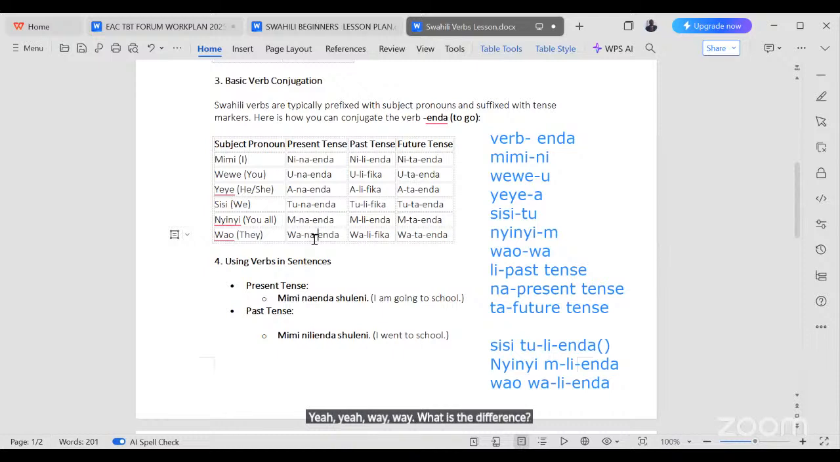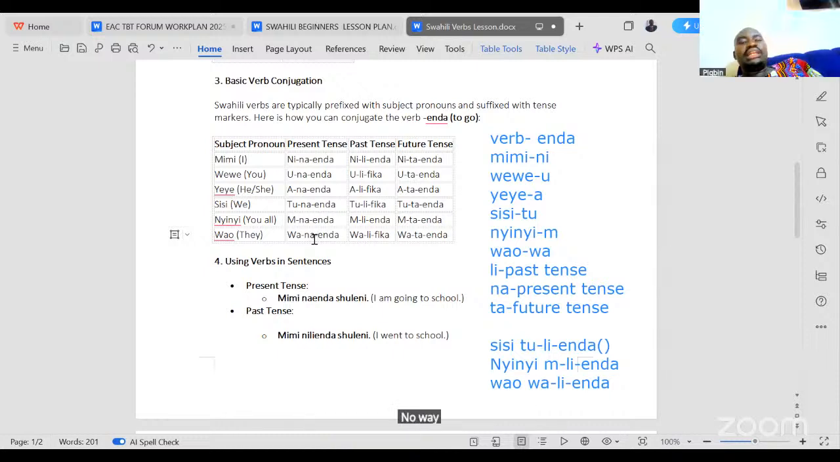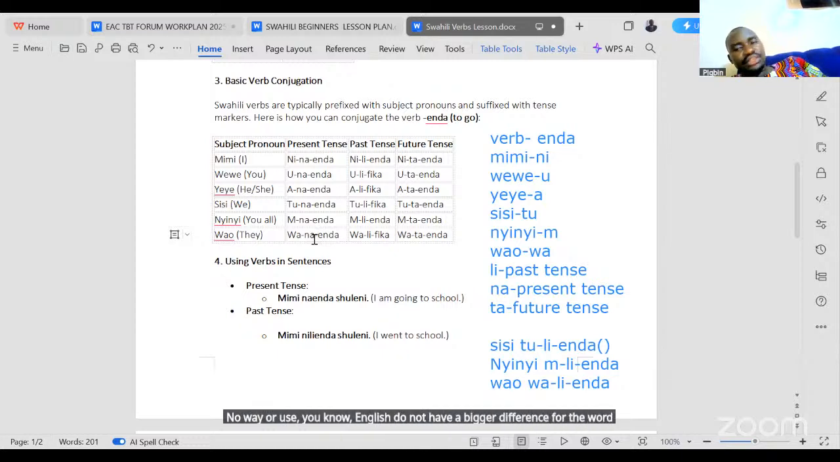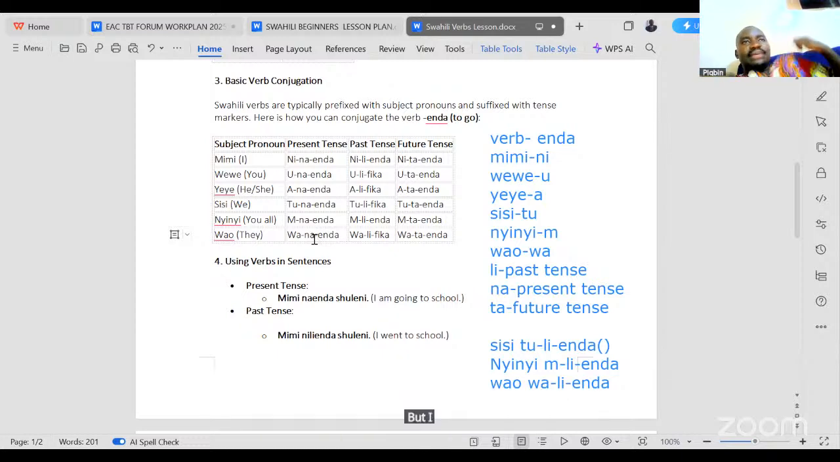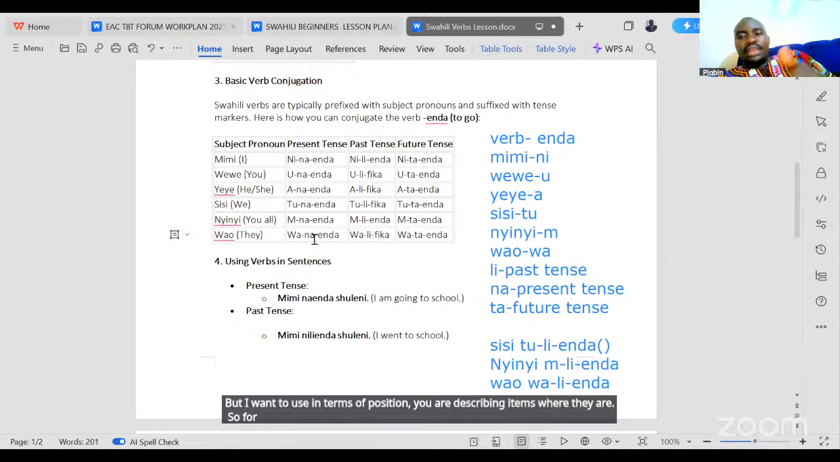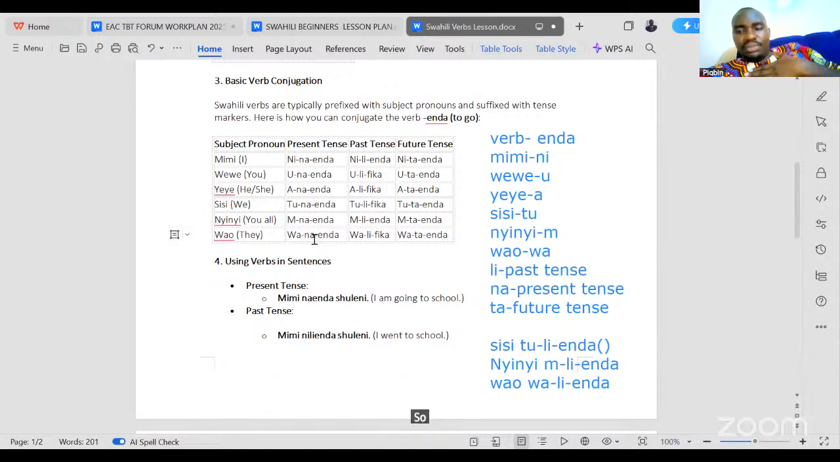Now, English does not have a bigger difference for the word yeye. That's why you say he or she. But I want to explain in terms of position. You are describing where items are. So for example, where I am here, I'm seated in this seat, where you're seeing my background. I'm sitting in this blue seat. So here is mimi. It is me.